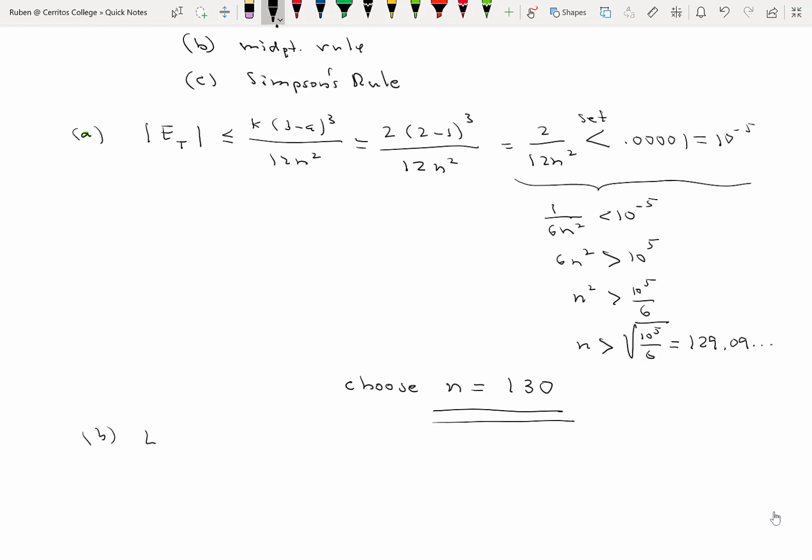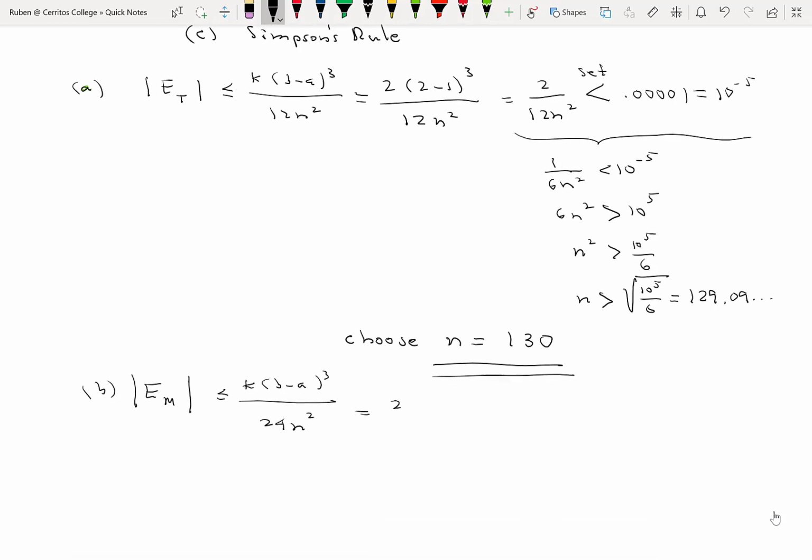Now remember, midpoint rule is supposed to be twice as accurate in some sense. So that means n needs to be less, or n is now half of 130? No, that's not how that works. Let me show you. The magnitude of the error for midpoint rule is no bigger than k times (b minus a) cubed over now 24. There's where that twice as accurate comes from. 24 is 2 times 12 in the previous denominator. That value of k is still 2, b is still 2, a is 1, cubed over 24n squared.